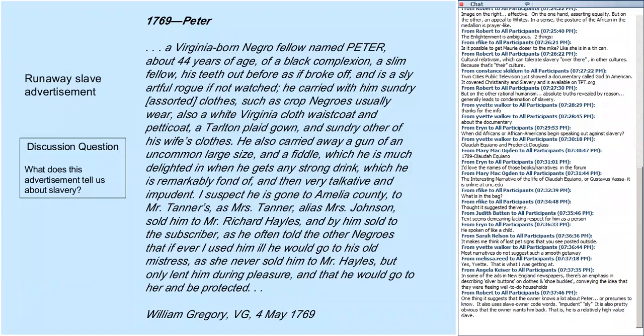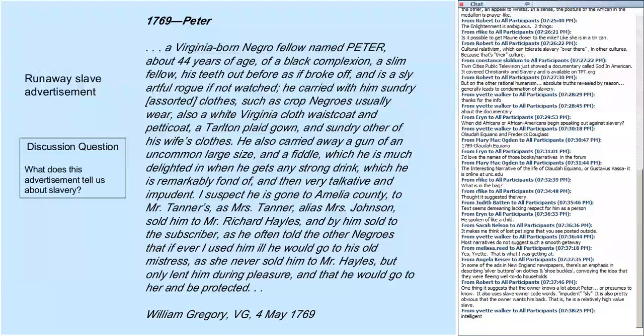He's a relatively high-value slave. That's right. Good point. A very good observation. And the impudent and sly, those are usually code words for, you know, he's very smart, and he's going to be able to get away. Mm-hmm. Yeah, they kind of represent the natural selection of the slaves who would escape. I mean, the ones who weren't so bright or lazy would stay on the plantation, but it was the impudent and sly and clever ones that made their break.